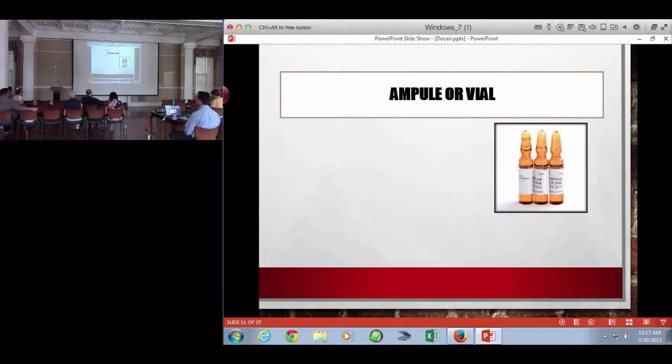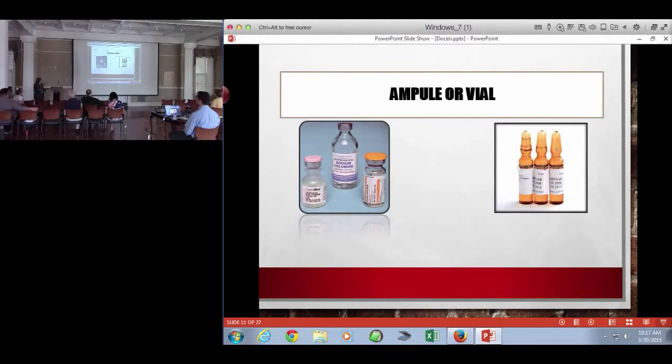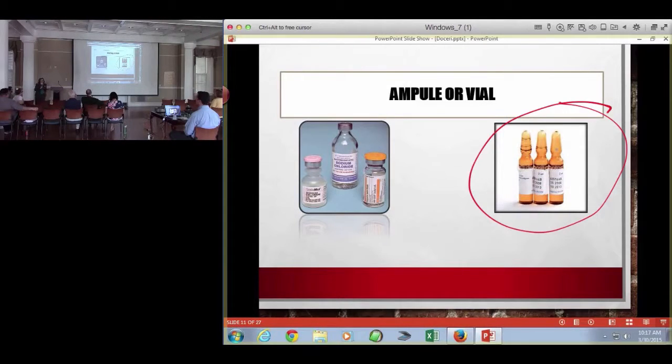And then our medicines come in many different containers, and just teaching them the difference in those. And these are just two, ampules and vials. And on this one, I'm going to use the pen, and I might just ask them to circle the ampule, just to see that they know the difference.